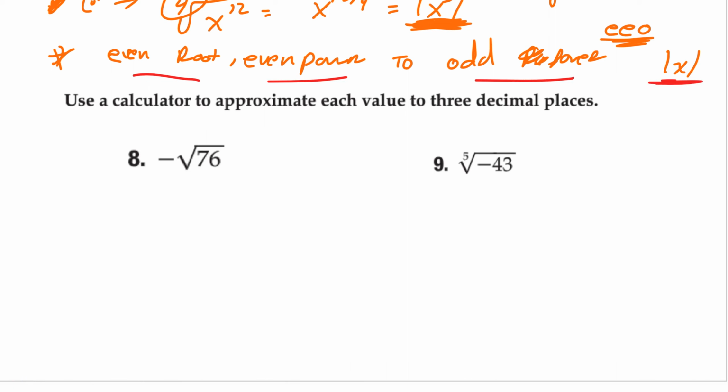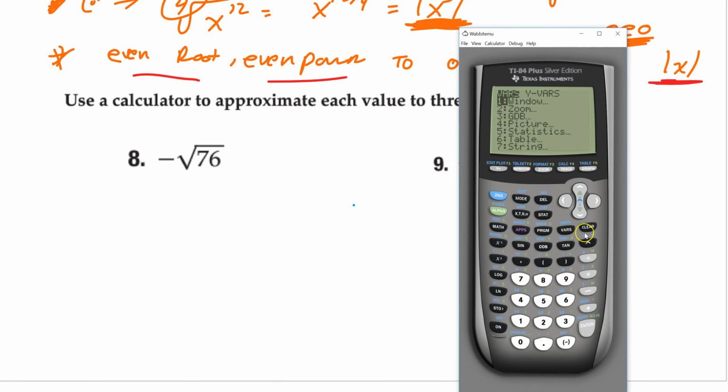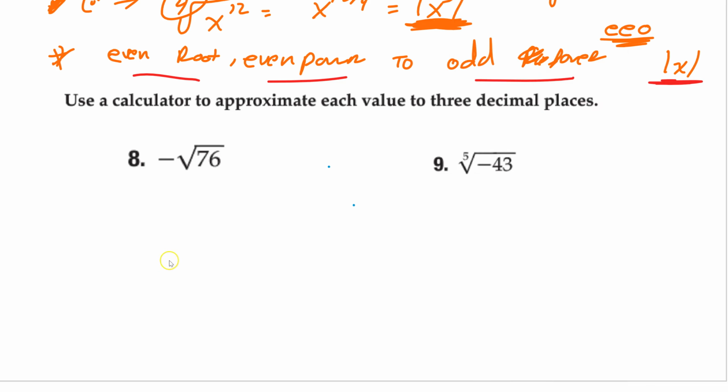Let's bring out our calculators. They want us to approximate to 3 digits, so they want negative square root of 76. This is how you put it. We're going to put negative, then square root, you could use second square root right here, and then 76. Negative 8.718, approximately. Now that's easy. I think everybody knows how to do that.